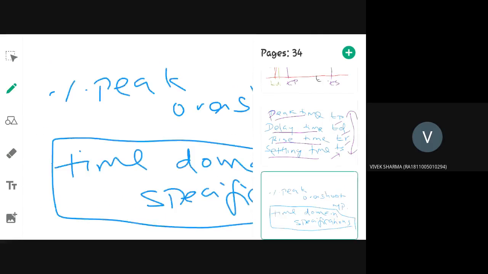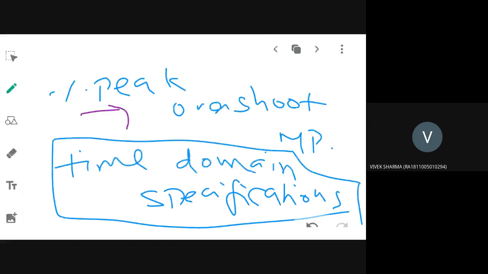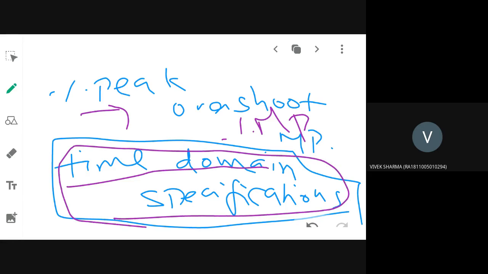How to denote it? Percentage peak overshoot, percentage MP. Okay. These are all the list of time domain specifications, a commonly asked 2 mark question. So what are they? Various time domain specifications.